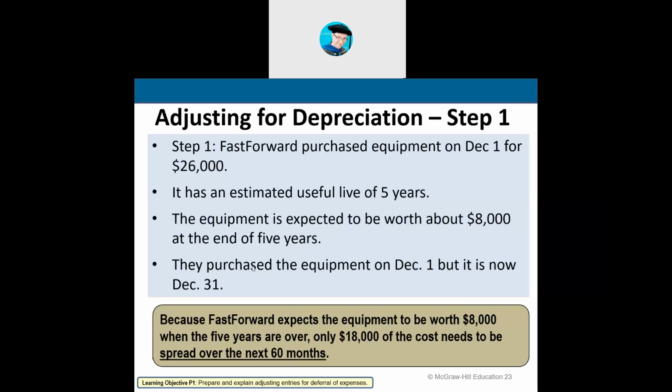It's easy to figure out. We have $26,000 minus $8,000 divided by 5 years. That gets me my depreciation expense per year. Then we divide that per year amount by 12. That's the easiest way to do it.